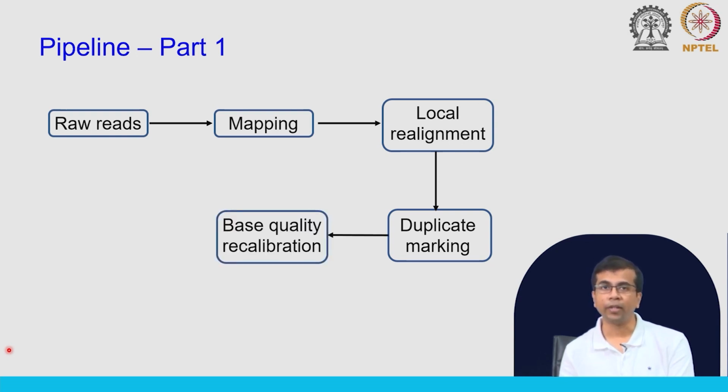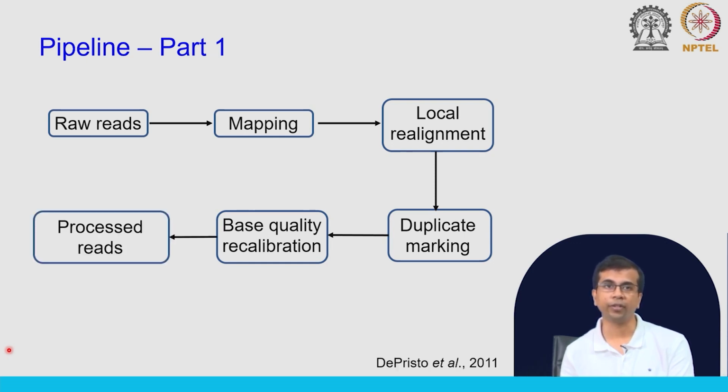Then we have something called base quality recalibration, which we will talk about in a moment. What is base quality recalibration? And then finally, you get process rate. If you want more description of this pipeline, you can read the reference that I have just linked, and it is present at the end.